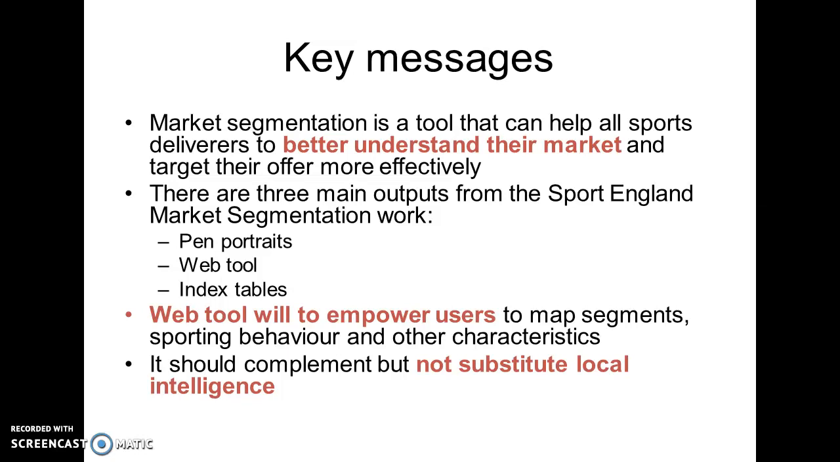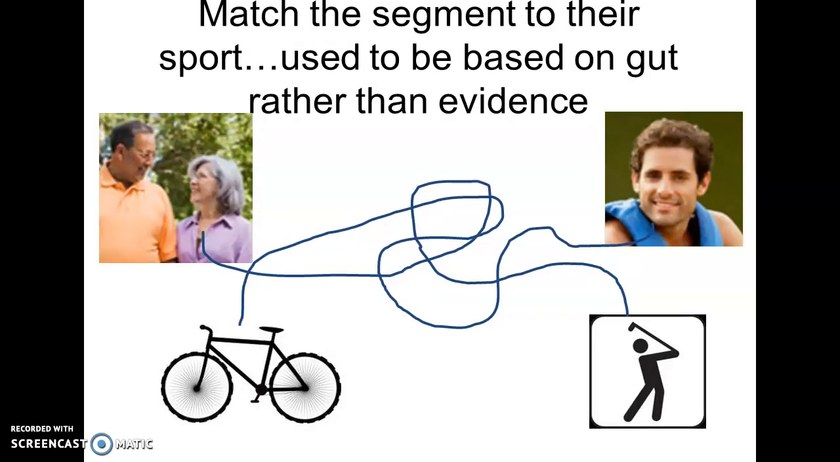So in terms of the key messages, these are portrayed here in the text, and it's all about how you can understand your market more effectively. Using what we call the Sport England market segmentation work of the pen portraits, this tool will help you to empower other users, and you can also add to local intelligence. So things like the ward profiles that you're looking through, the information from Public Health England, etc. So you can use this additionally.